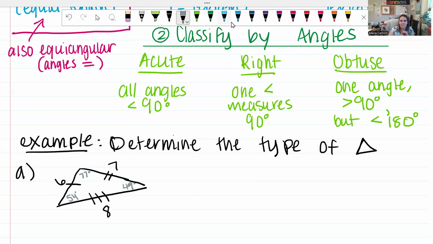So looking at this, if we want to determine the type of triangle that this would be if these angles added to 180, first we're going to look at the side lengths, and the side lengths are all different. So this is a scalene triangle because all of those side lengths are different. And then looking at our angle measures, all of our angle measures are less than 90 degrees. So this is a scalene acute triangle.